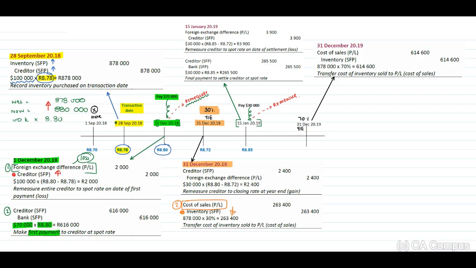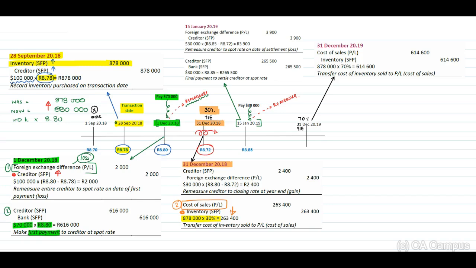Therefore, we will have to debit our cost of sales and credit our inventory as our inventory decreases. Important to identify, our journal entry on 28 September 2018 was to debit inventory with 878,000. Therefore, 878,000 times 30%, and this is the value that you will use to credit your inventory. Then, because we are at year end and our IAS 21 rules indicate to us that we need to remeasure our creditor at spot rate, which is 8.72.